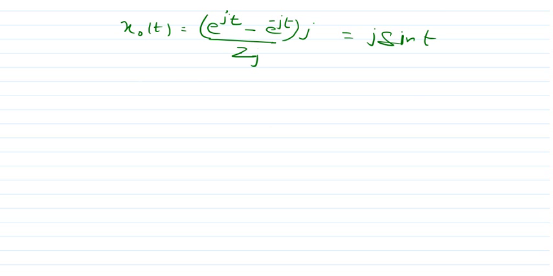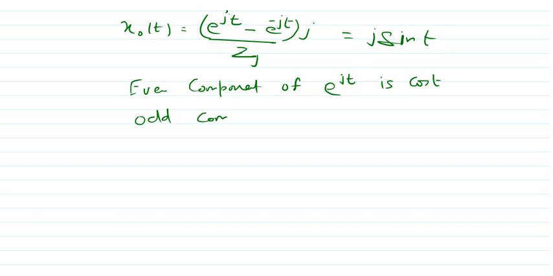So let us summarize: the even component of e raised to the power jt is cos t. The odd component of e raised to the power jt is j sin t.